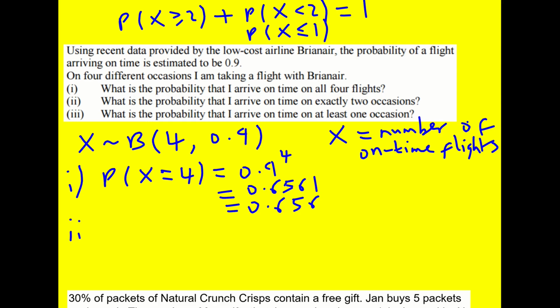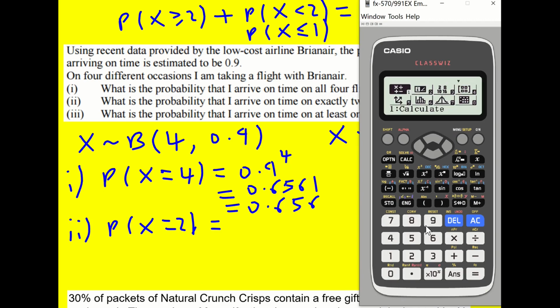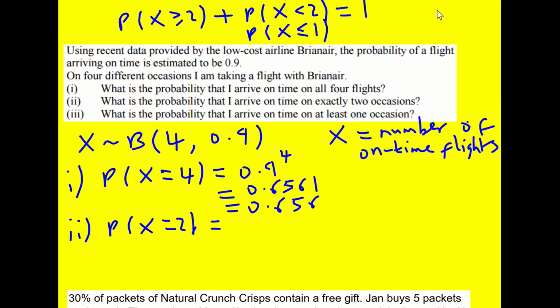What's the probability that I arrive on time twice? Okay, for this, I would resort to get my class whiz. So X is equal to 2, 4 trials, 0.9, 0.0486.